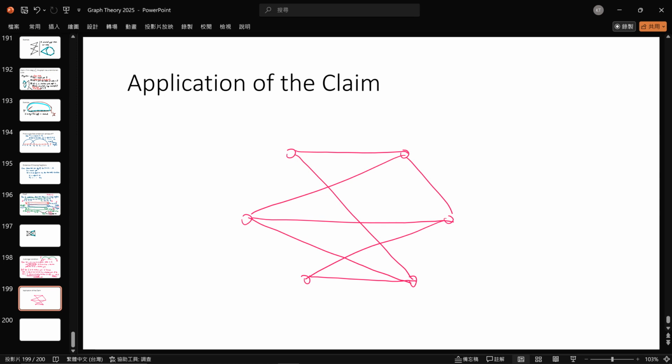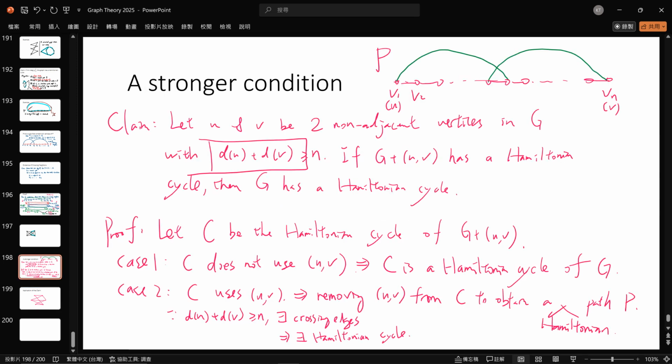So my question is, does this graph have a Hamiltonian cycle? Well, not very easy to tell, right? So next, we're going to apply this claim.